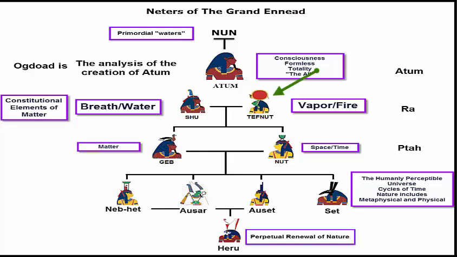Tefnut represents vapor and fire, which is an unseen or hidden feminine component of the creative act. Shu is breath and water. Breath is life force. Geb and Nut are matter and space. Nut being space is the container for all that is matter in the universe. Matter, which is Geb, is contained in Nut. In the symbolism, Nut covers Geb.